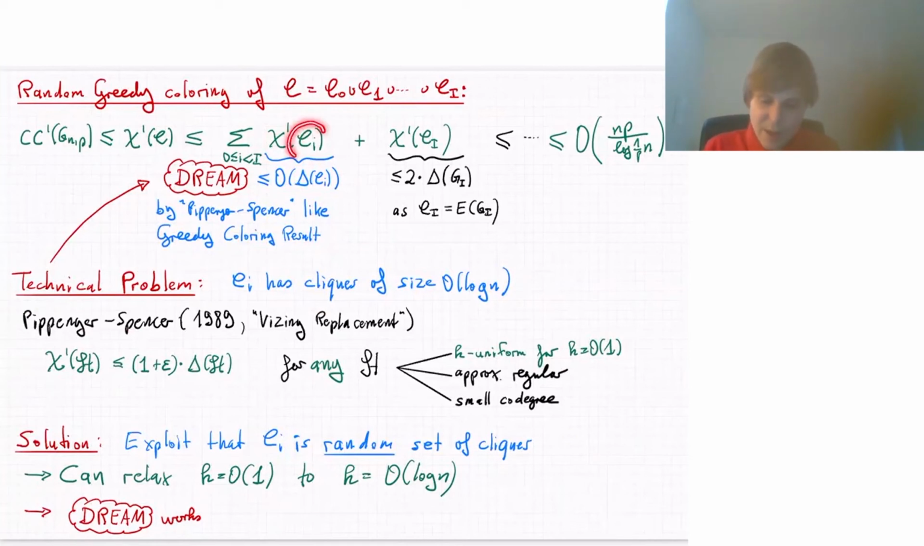The key point is by really using crucially the fact that this CI is chosen at random, we can do better. We can effectively relax this constraint from edge uniformities of constant size to also allow for uniformities that go all the way up to log n. Okay, so again, the key point is their result holds in a deterministic setting. It's true for any hypergraph, but in our setting, we still have some randomness that we can work with, which allows us to do better.